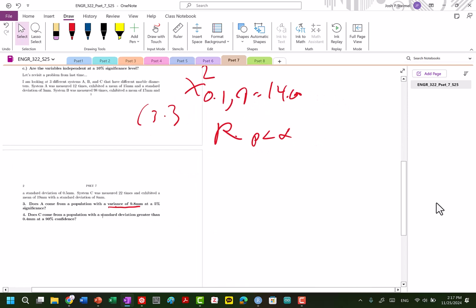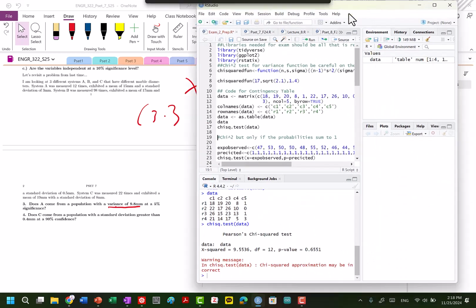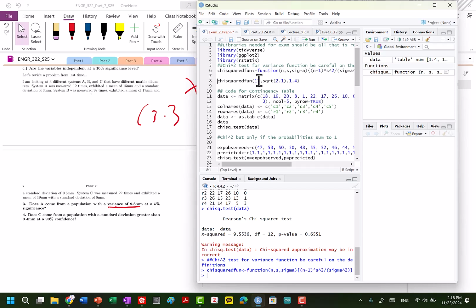Okay. Finally, does A come from a population with a variance of this at a 5% significance? So let's go ahead. We'll pull up our R code. So we are going to use our chi-squared function here. So our number of samples for A: A was measured 12 times, so that's our number of samples. Does it come from a population with an S? S is my standard deviation, the experimental one, and that's a standard deviation of 3. And then it's asking us about the population, so that would be the square root because we're looking at variance. So I need to plug in 9.8.